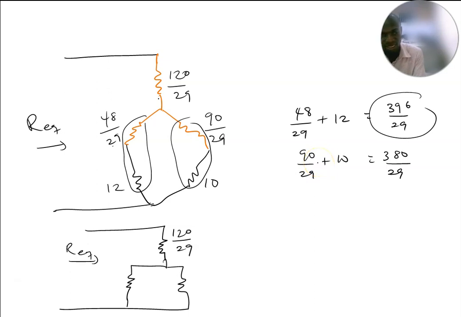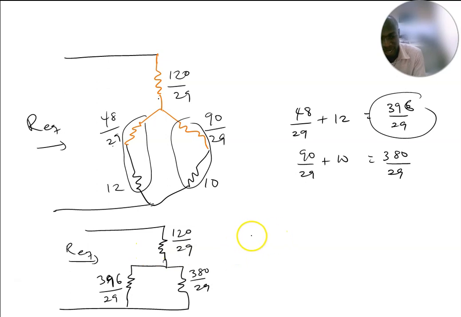Let me do it again and see. 48 on 29 plus 12. Yes, so it's 396. So we are going to get 396 on 29. And this one is going to be 380 on 29.